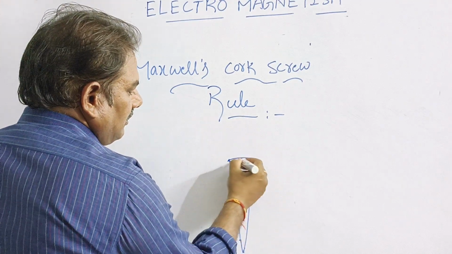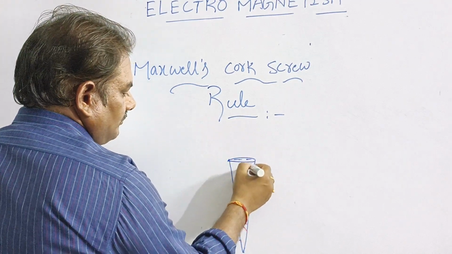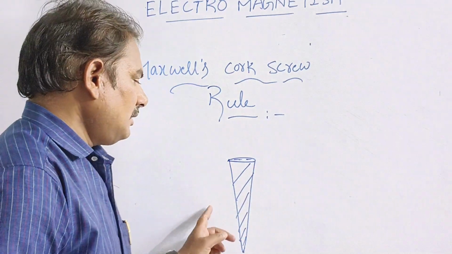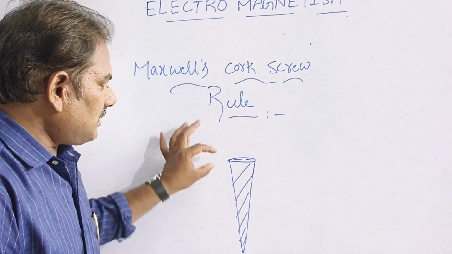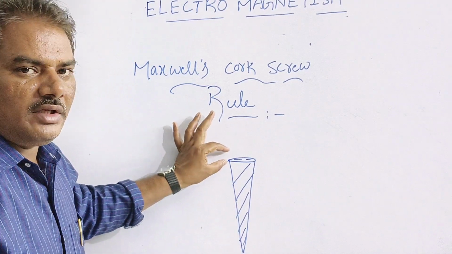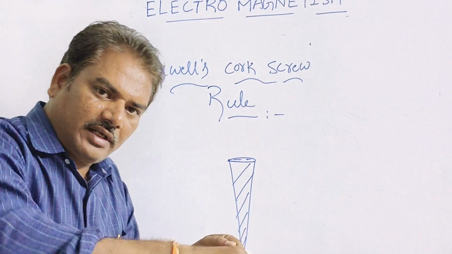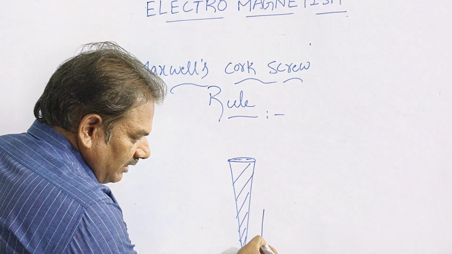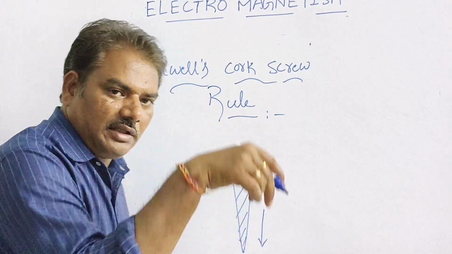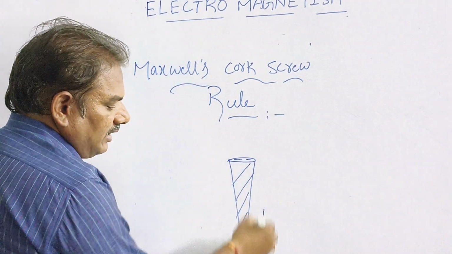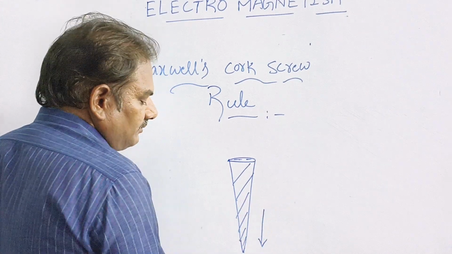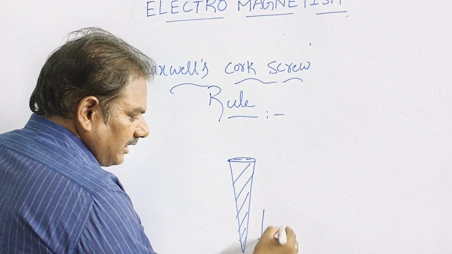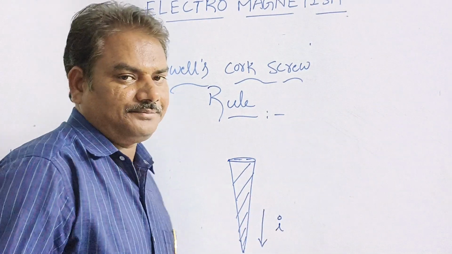So this is the screw. This also has circles. Suppose now the screw is screwed in by using a driver. Now the screw is moving in the downward direction in the wooden board. This downward direction, the screw's moving direction, represents the current.